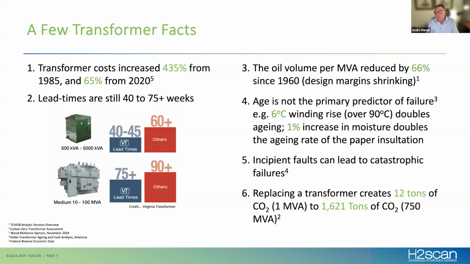And if your organization is sensitive to its carbon footprint, we did a study, and replacing a transformer creates 12 tons of carbon dioxide for a 1 MVA transformer, and it can get as much as 1,600 tons of carbon dioxide for a larger 750 MVA transformer. So your ability to minimize your footprint depends on your ability to avoid a premature replacement of a transformer.